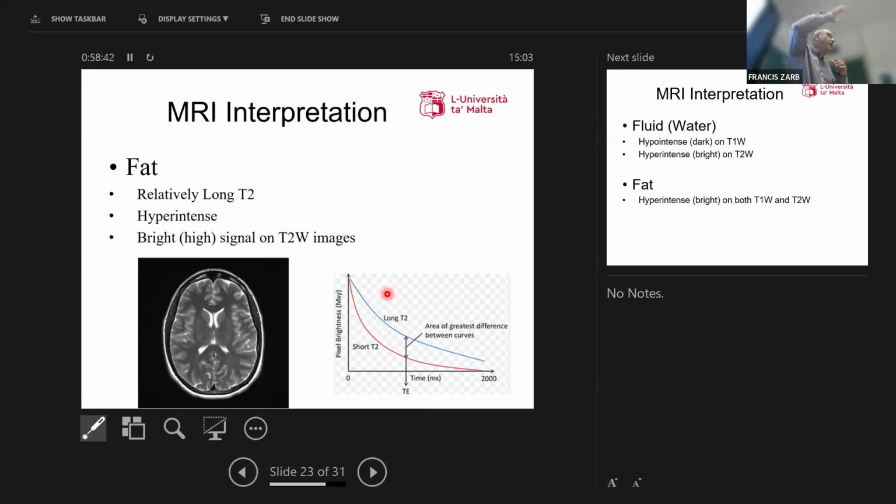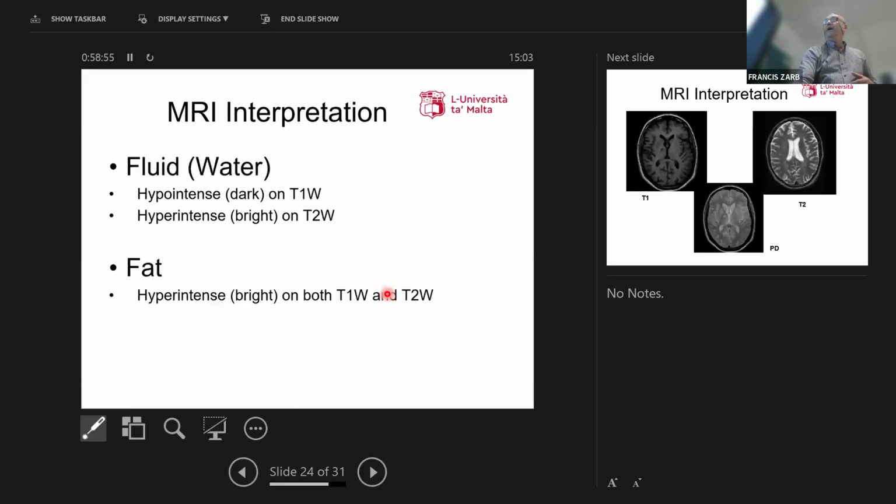Think behind all those sequences, how things appear differently on the different types of sequences. Okay? So fluid is hypointense, dark on T1 and hyperintense, bright on T2, while fat is hyperintense on both T1 and T2.